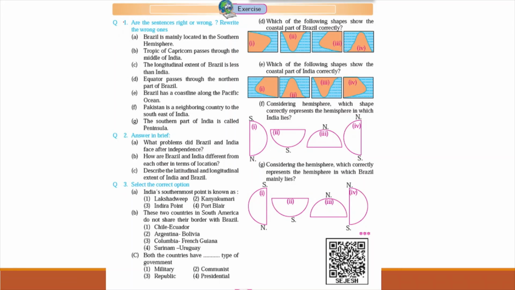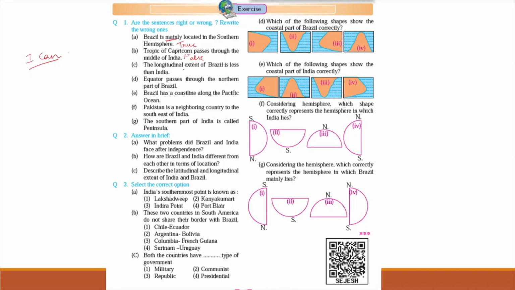Okay, let's just quickly go through the exercise. So the first question is asking you to state whether it's right or wrong or true or false. Brazil is mainly located in the southern hemisphere. This is true. Partly located in the northern, but mainly located in the southern. Alright. Tropic of Capricorn passes through the middle of India. This is false or this is wrong because we remember, we can say that the Tropic of Cancer passes through the middle of India but not Capricorn.